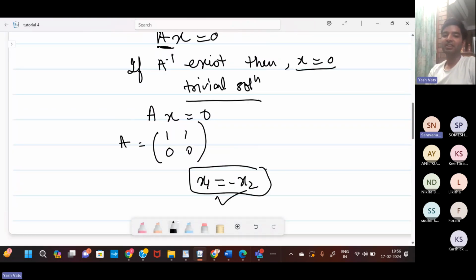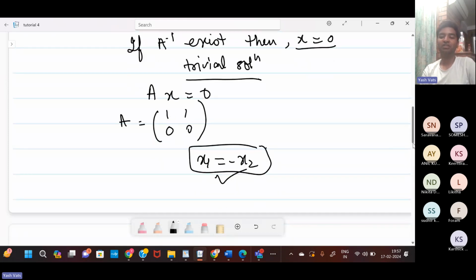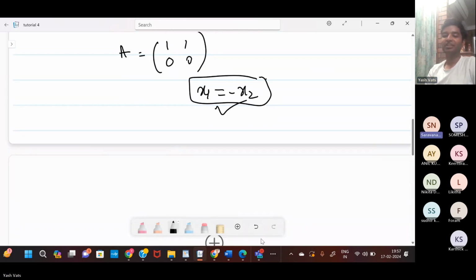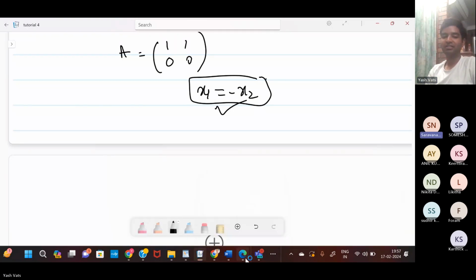Similarly, if Ax equals 0 and A inverse exists, then X is 0. This is the only trivial solution. But if you take A to be 1, 1, 0, 0, then how many x1, x2 will satisfy this equation? x1 equals minus x2, infinitely many. So there may not be a unique solution. Is it fine, Shravan? Clear, sir. Okay, thank you.